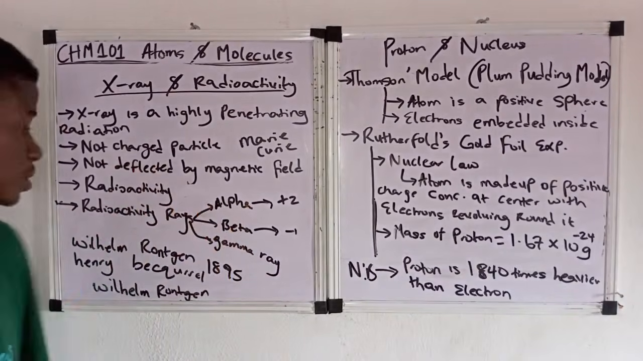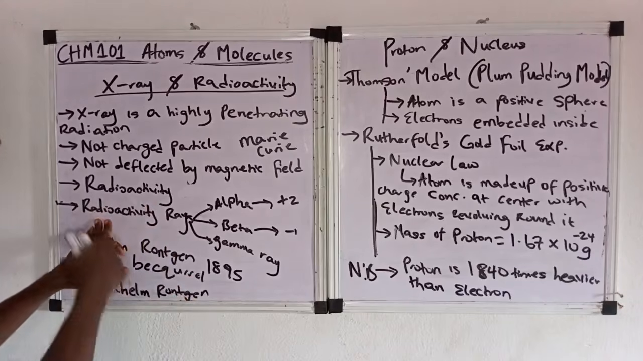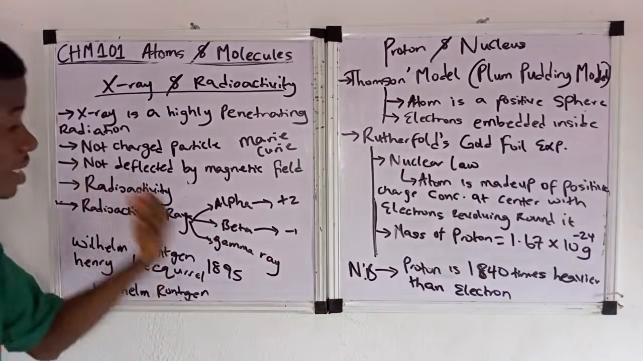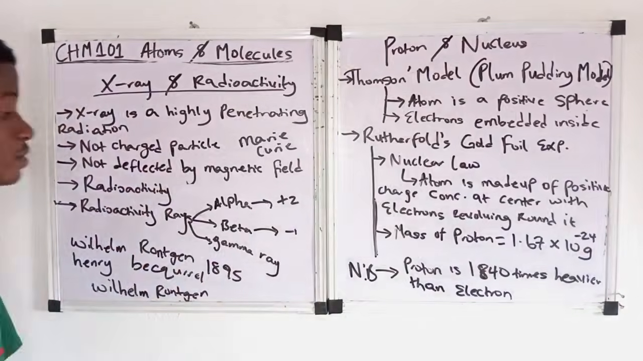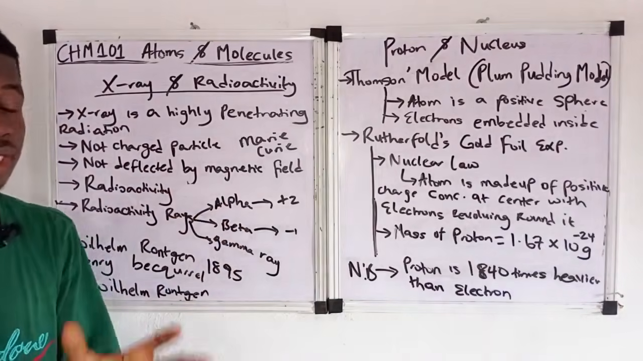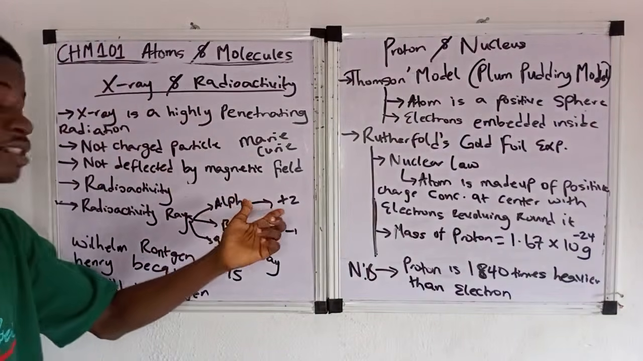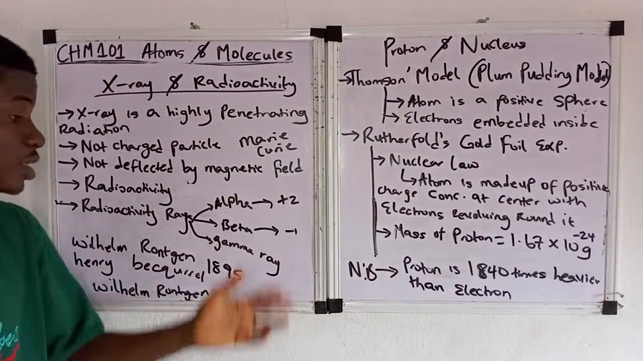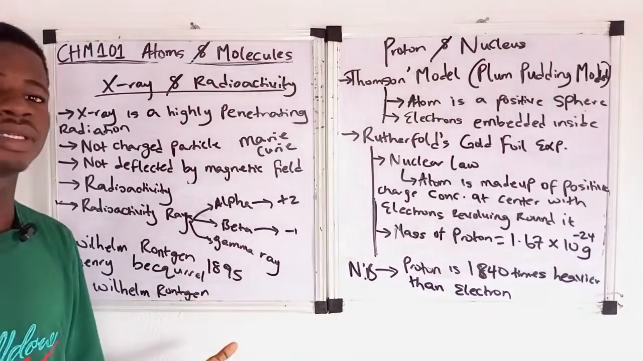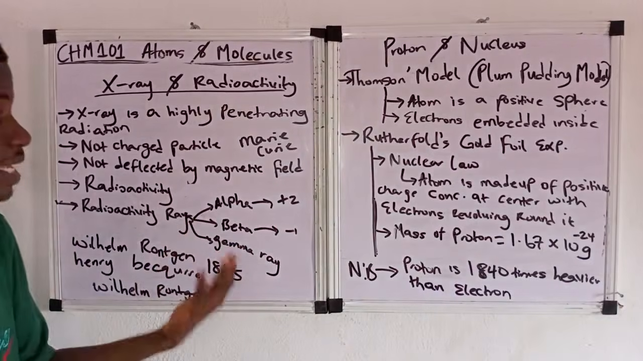Now there are three types of radiation. There are three types of radioactive ray: alpha ray, beta ray, and gamma ray. When we get to radioactivity as a topic on its own, I will explain better. Just know that alpha particles have a charge of +2. Beta particles, also known as electrons, have a charge of -1. Gamma ray has no charge. It has no mass.